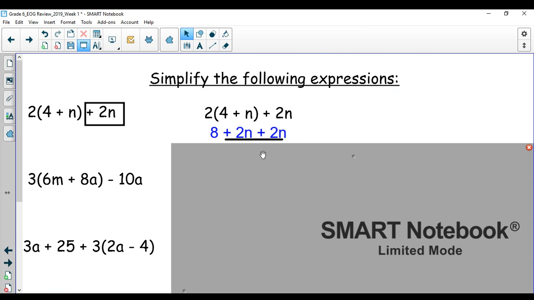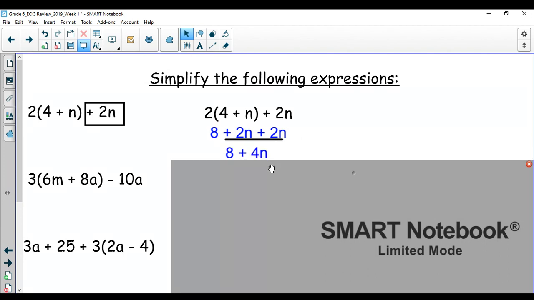Once we have it dropped down, you can see I went ahead and coded these. So 2n plus 2n gets combined together, and 8 is a constant. It stays on its own. So when we combine, we have 8 plus 4n.